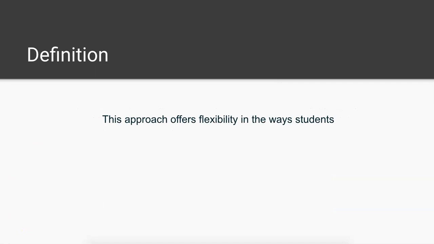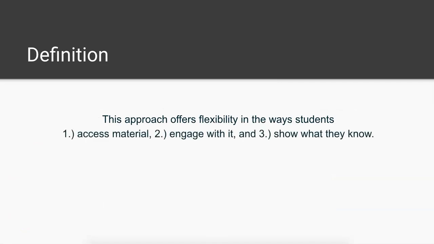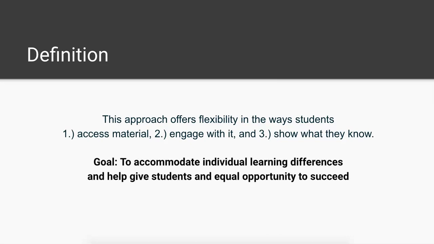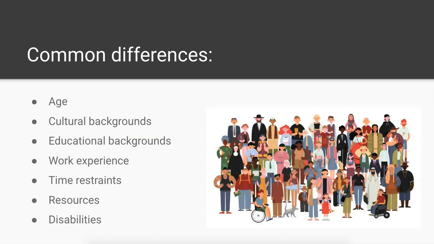This approach offers flexibility in the way that students access material, engage with it, and show what they know. The goal of following the UDL framework is so that you accommodate the individual learning differences that we all have and help give students an equal opportunity to succeed. Some of the common differences include age, cultural backgrounds, educational backgrounds, work experience, time restraints, resources, and disabilities, among other things. Like I said before, you might think of UDL and gravitate towards the idea of accommodating those with disabilities, and that is definitely a part of the concepts of UDL, but it really is about everyone and the way that we all learn differently due to our different lives and learning styles.